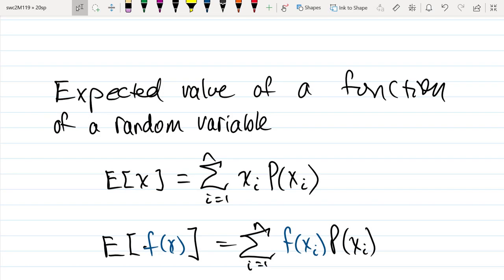So let's talk about the expected value of a function of a random variable. We took some time in the prior video to talk about the expected value of a random variable. And quite often, the expected value just simply looks like a type of average. So let's go back and take a look at this.